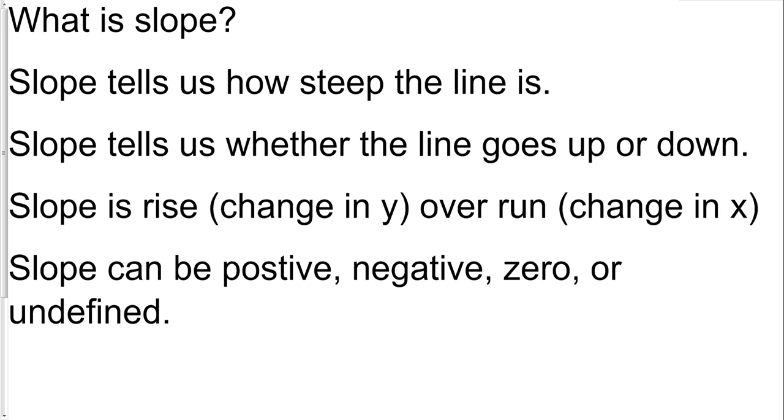Next, slope is rise over run. Rise is your change in y. Run is your change in x. So slope is rise over run. And lastly, slope can be positive, negative, 0, or it can be undefined. And we will look at each of those examples here in a second. We're going to move on and look at some examples.